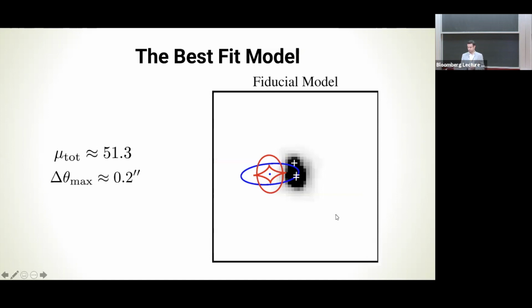So this is the fiducial model. As you can see, we should be able to see 3 images, but actually 2 of them are too close to each other to be actually visible. And the maximum separation between this source and the farthest source is about 0.2 arcseconds. So it's very close to the Hubble Space Telescope resolution limit. And the model calls for a total magnification of 51.